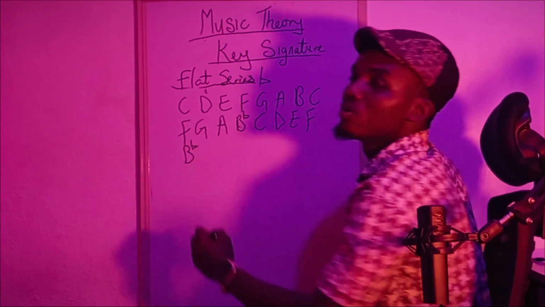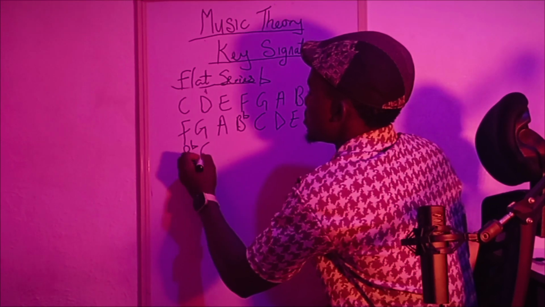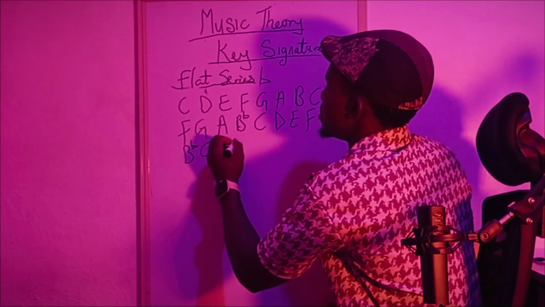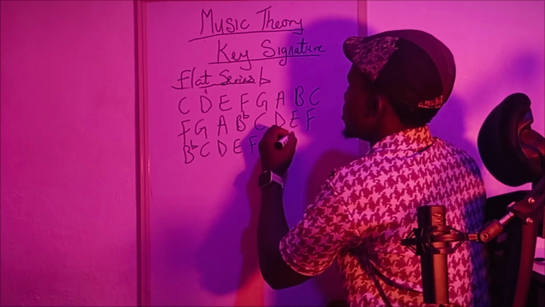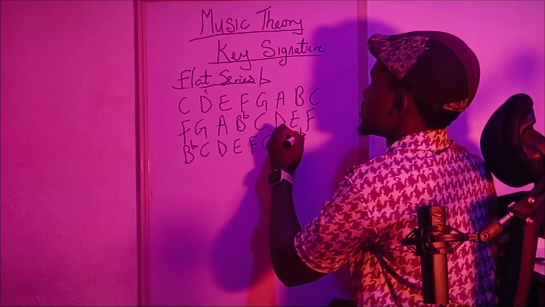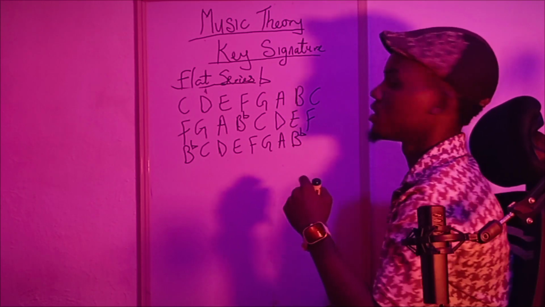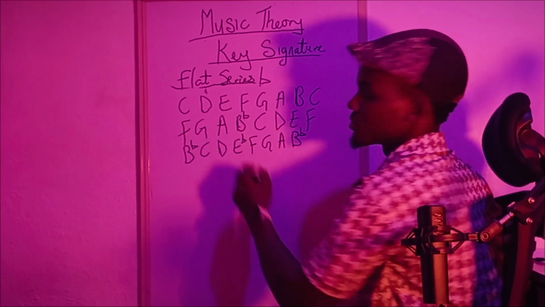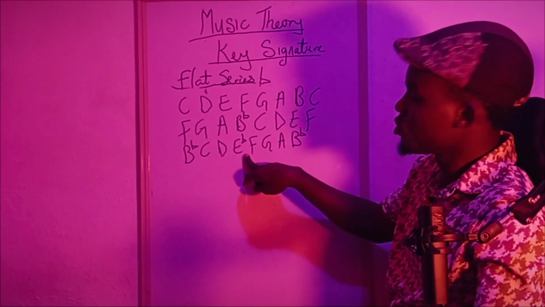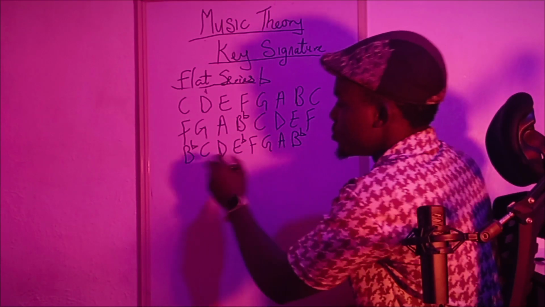So we have B flat, C, D, E, F, G, A, B flat. So we have one flat on the key of F. On the key of B flat, 1, 2, 3, 4, we have E flat. So we have 2 flats on the key of B flat, which are B flat and E flat. So the next key will be E flat.